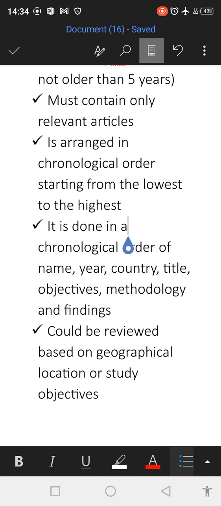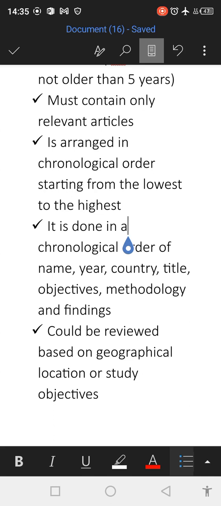Then the way you are going to arrange your empirical literature will be from 2020 down to 2021 to 2022, then to 2023, and then probably to 2024, if you see studies on it in that particular year. So it must begin from the lowest to the highest. It must not begin from the highest to the lowest. It must begin from the lowest to the highest.